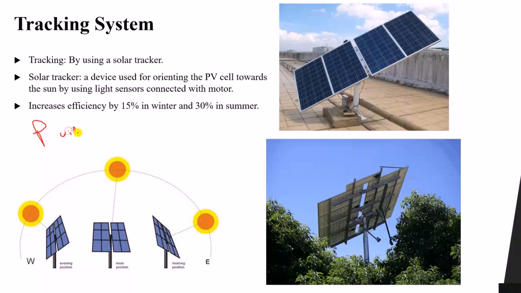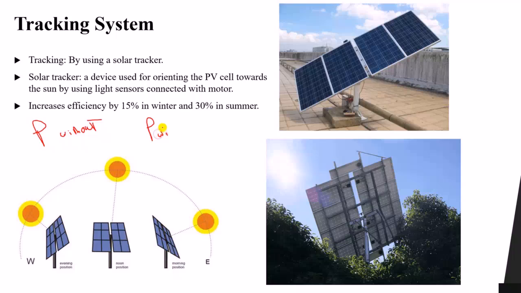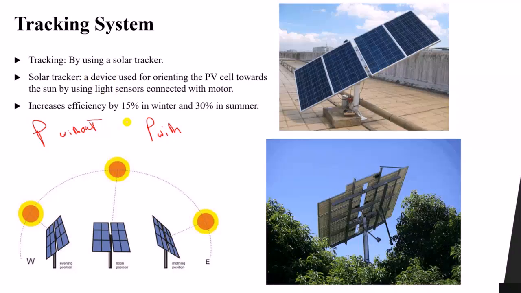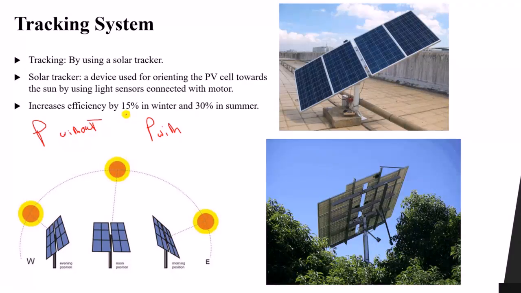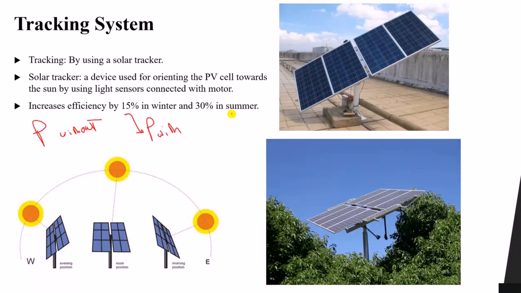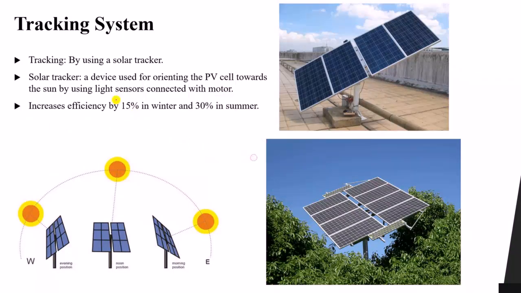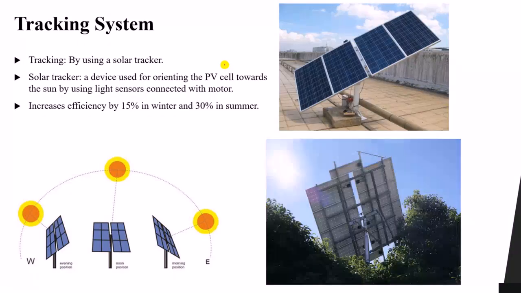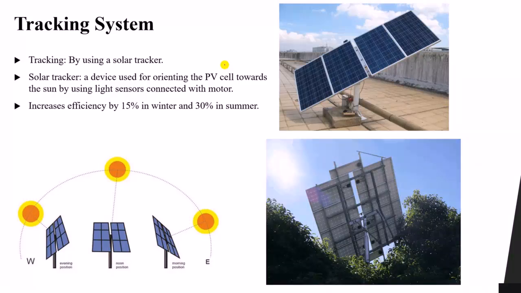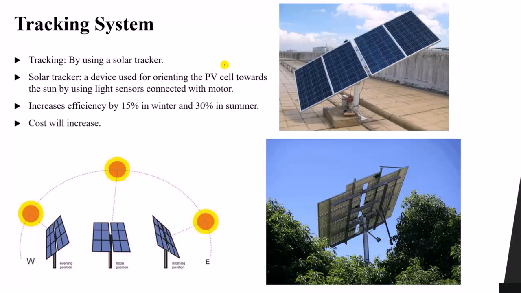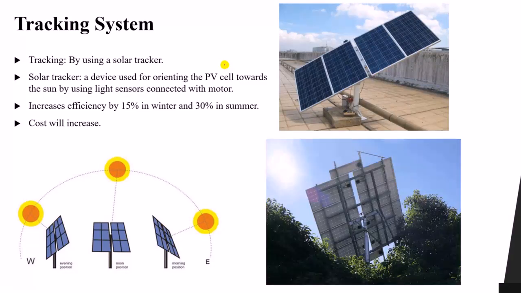without tracker and with a solar tracker, you will find that this power is higher than this power by 15% in winter and approximately 30% in summer. So that's why you can use the tracking system. However, this type of system is expensive because you have here a motor and light sensors. So as you can see, it will lead to increasing the cost of the solar energy system.